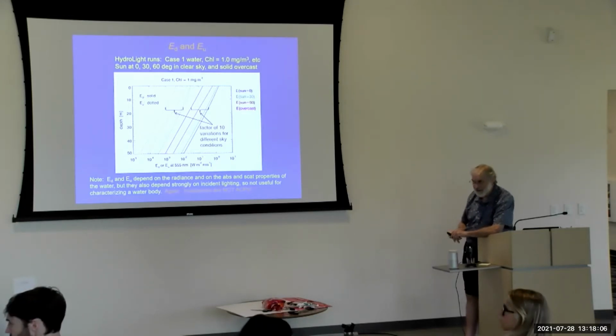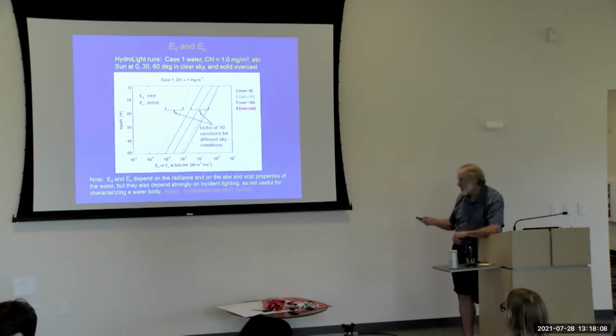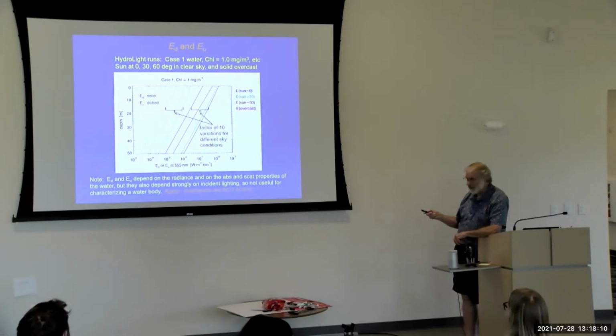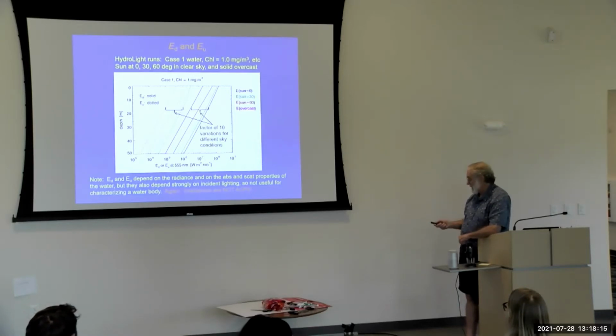Ben, can you remind me what ED and EU are? ED is the downwelling plane irradiance, and EU is the upwelling plane irradiance. Okay, so once again, irradiances are not AOPs.